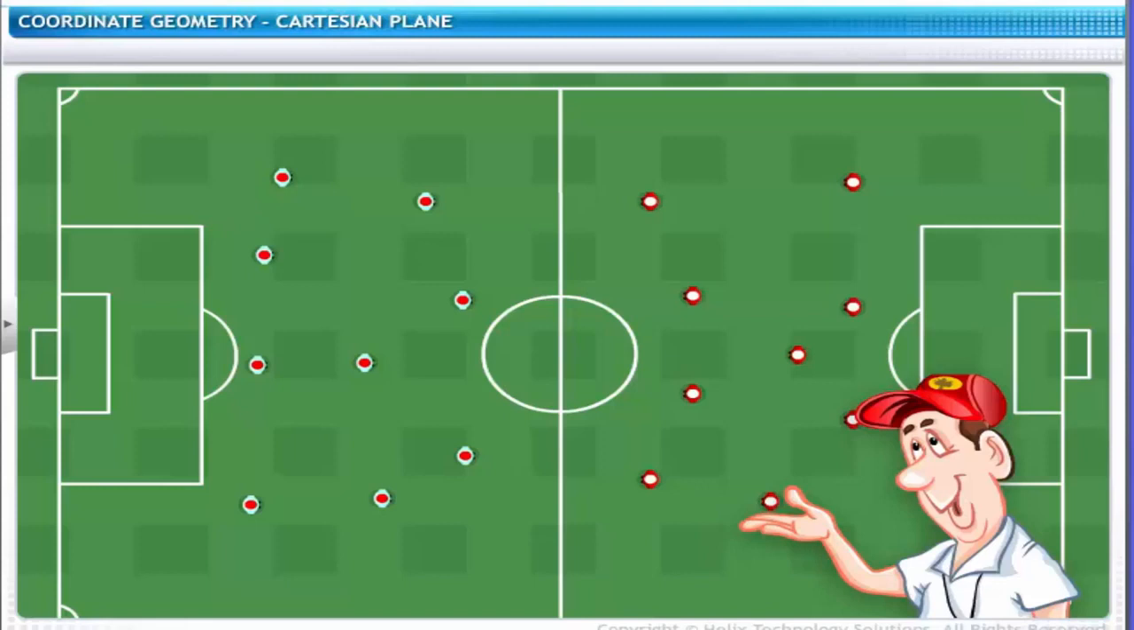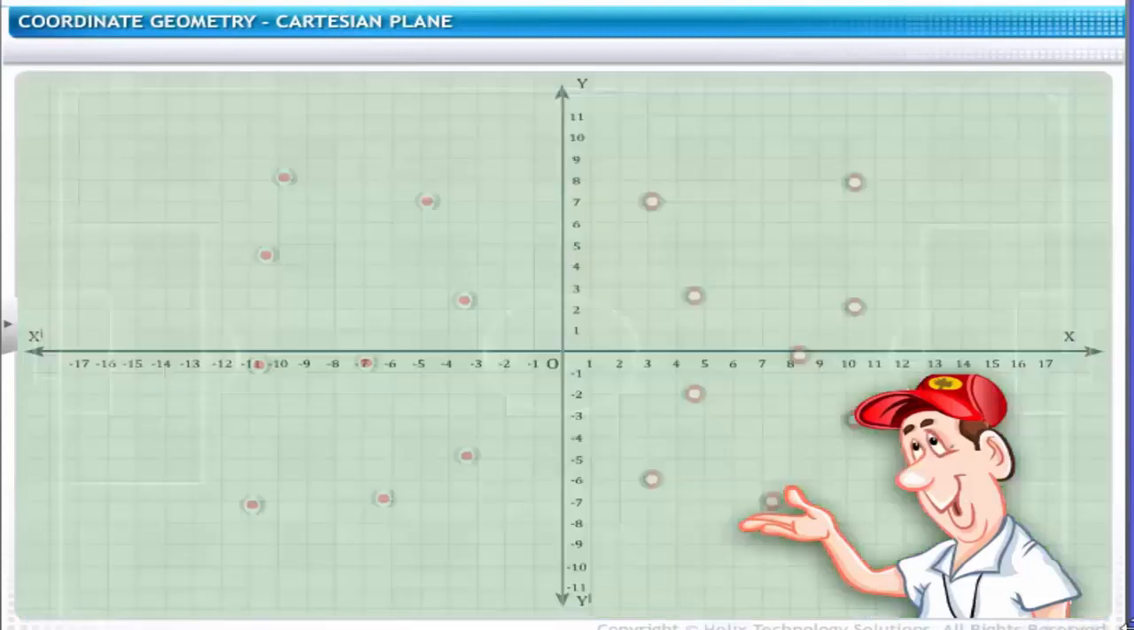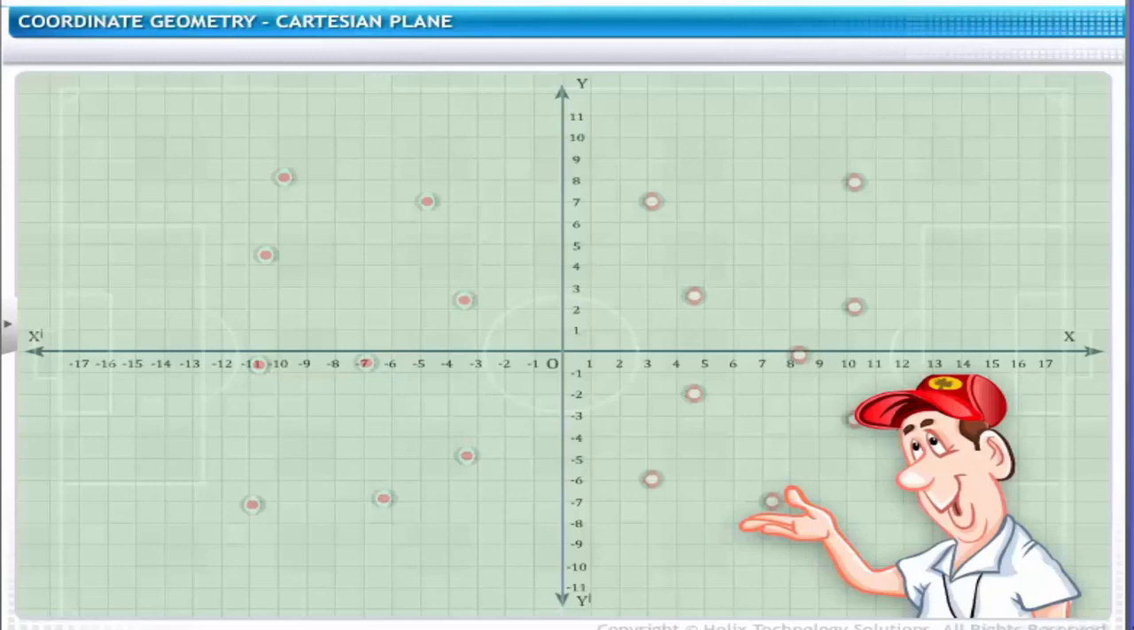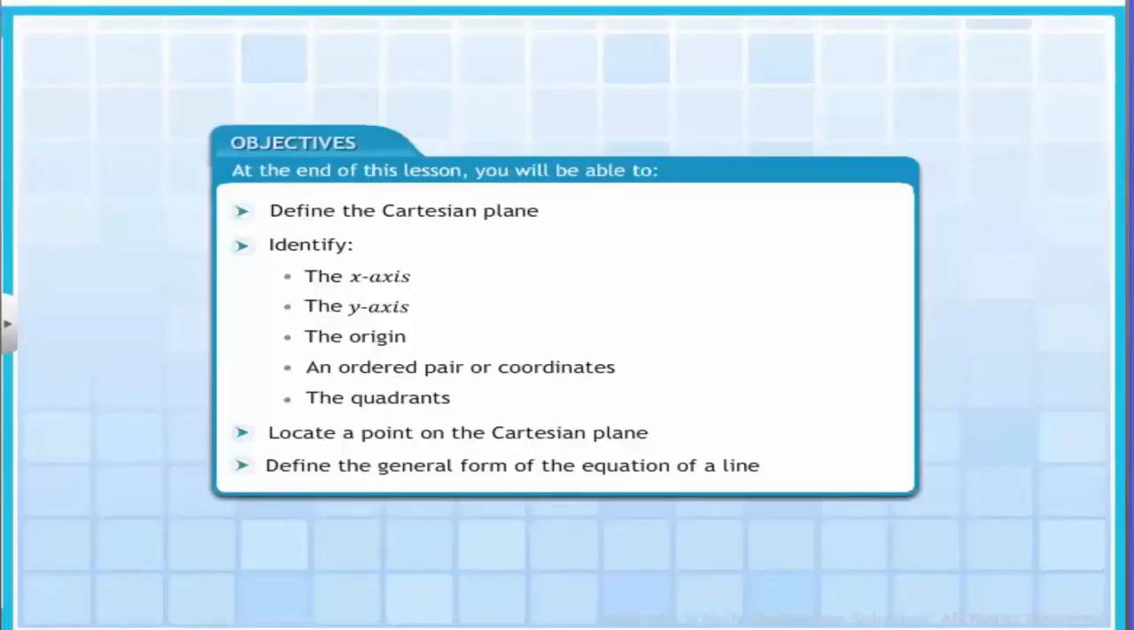Using a similar method, you can locate points on a two-dimensional geometric figure with the help of the Cartesian plane. In this lesson, you will learn about the Cartesian plane. You will also learn how to use this plane to plot points.